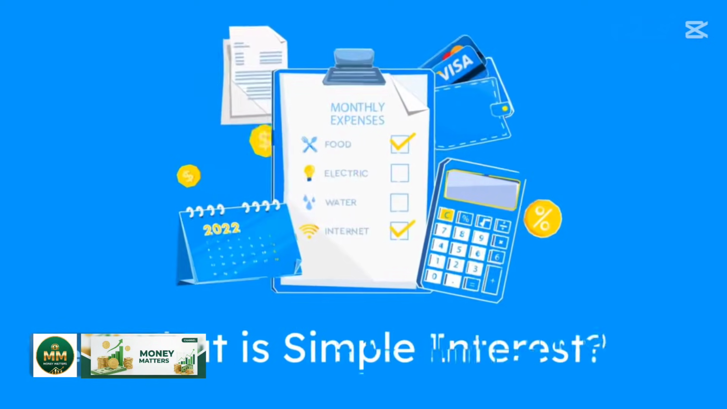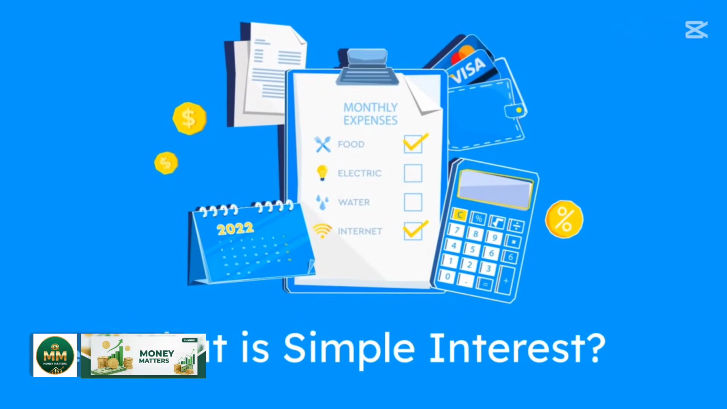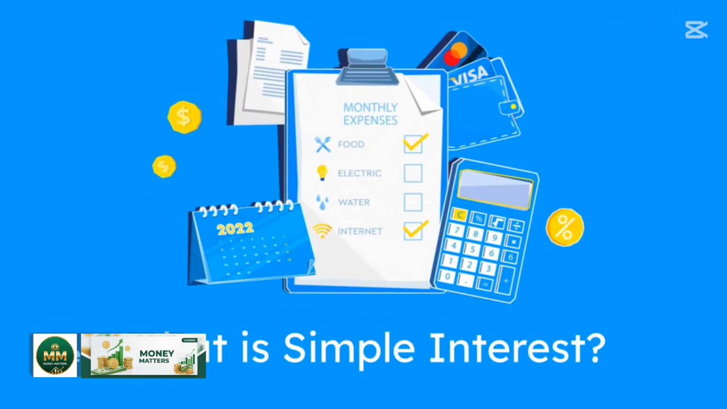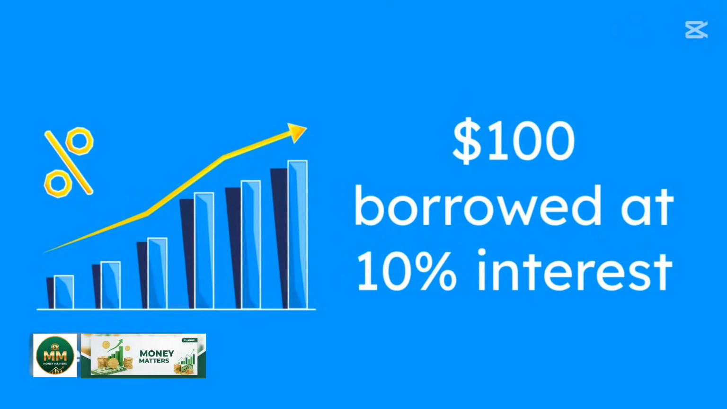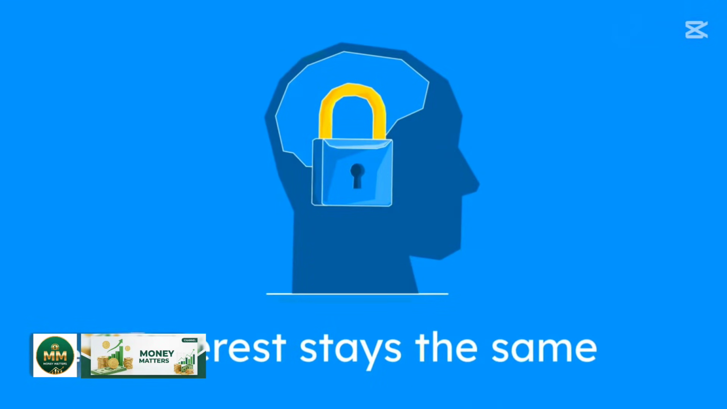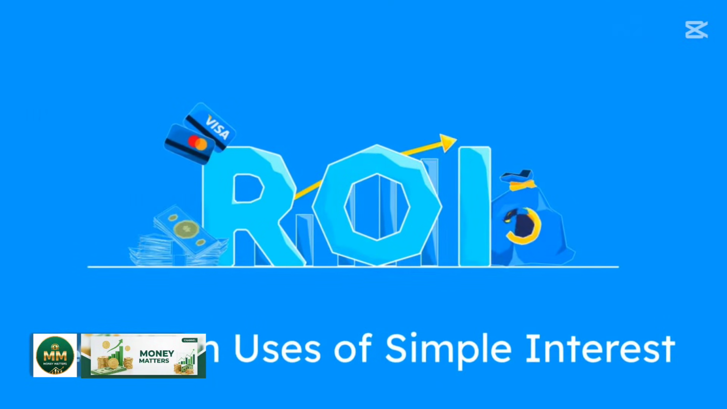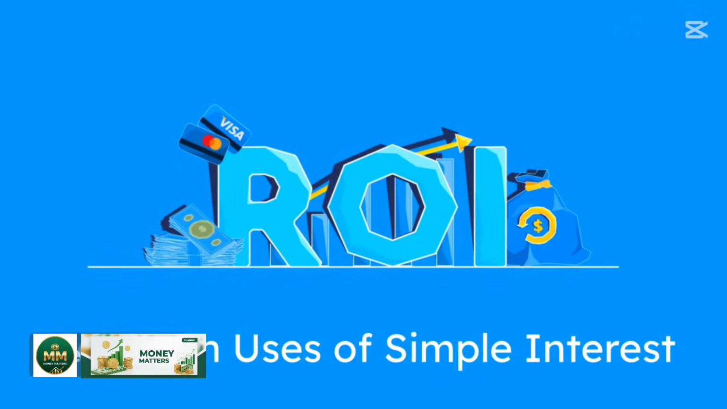Simple interest is easy to understand. You only pay or earn interest on the original amount. It doesn't change over time, so it's predictable. If you borrow $100 at 10% simple interest for 1 year, you pay $10 extra. If you borrow for 2 years, you pay $10 each year, totaling $20. The key point is, interest stays the same each year. Simple interest is common for short-term loans or certain bonds where people want a clear, predictable cost.